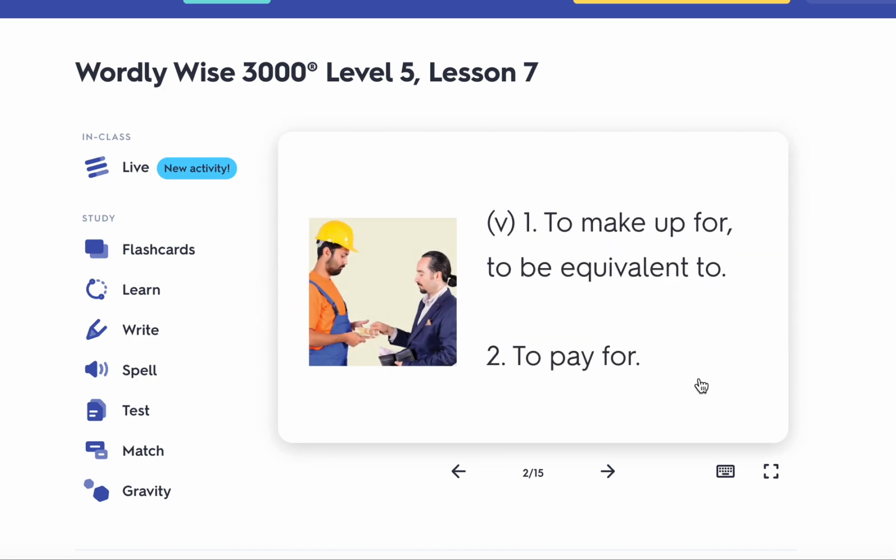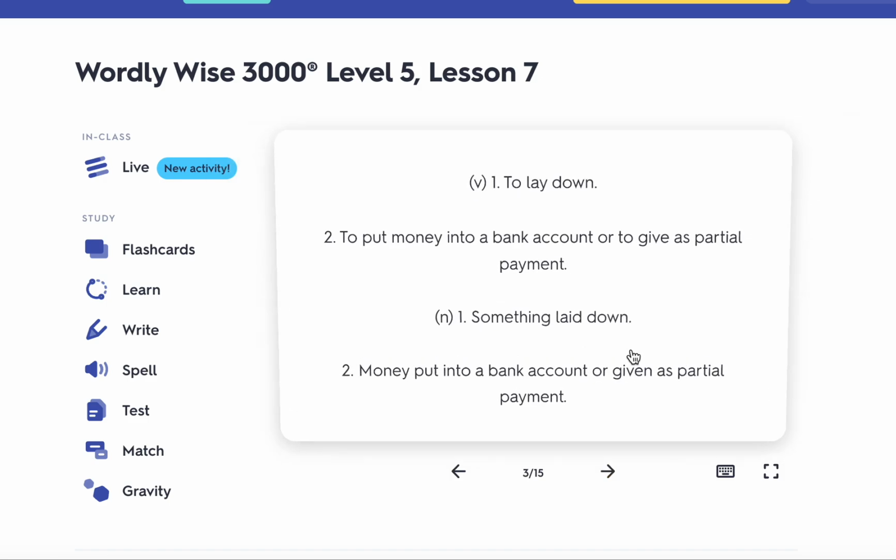Compensate just means to pay somebody for the work that they do. So, for example, if you were to mow your neighbor's lawn and they pay you for it, they would compensate you for that work. Deposit, it could mean to lay down, or it also could mean to put money into a bank account or to give as a partial payment. It doesn't have to just do with money. For example, you could deposit a seed into the soil, but you could also deposit money into your bank account.